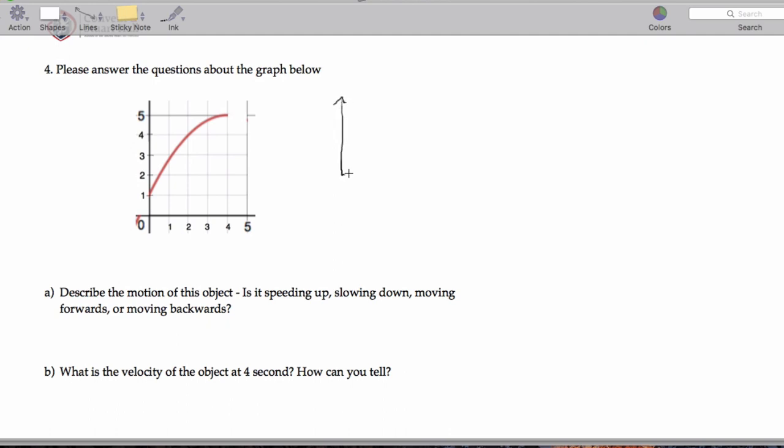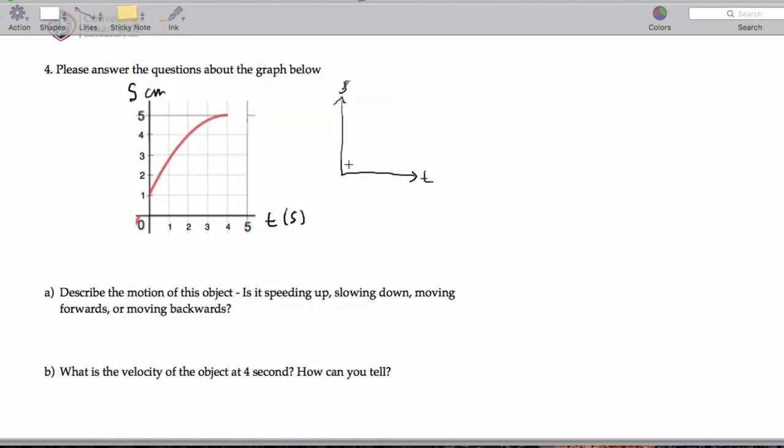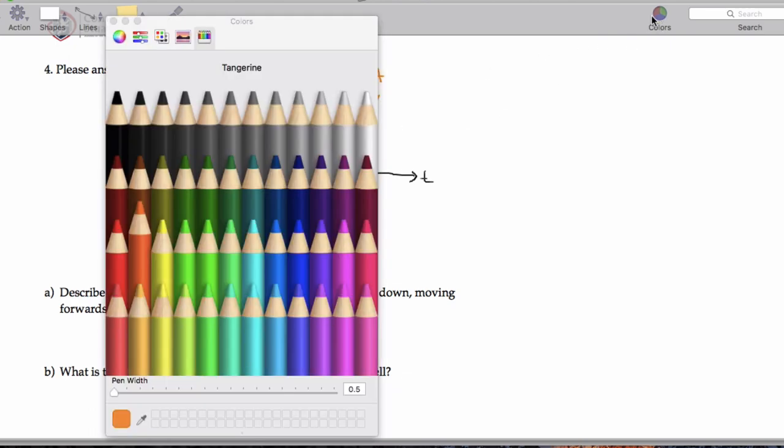Here's a position versus time plot. And again, this is position in centimeters. And I should have labeled that. And this is time in seconds. So let's just go back to constant velocity for a second. So here's graph A, and here's graph B.